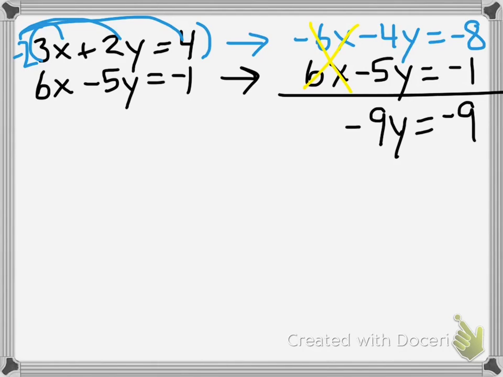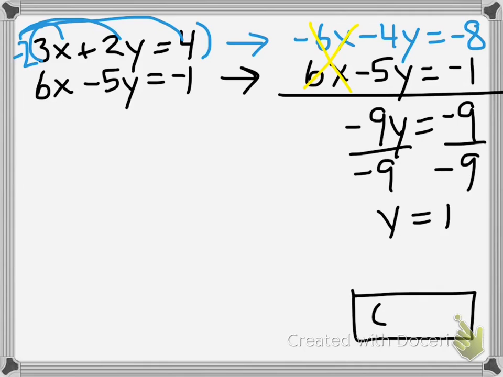And now I've got a nice equation to solve. Divide by -9 on both sides. Y equals 1. Okay, here is my answer blank. It's a point. I have the 1. So I need to plug that back in. I can choose either of the original equations. I'm just going to choose the first one.